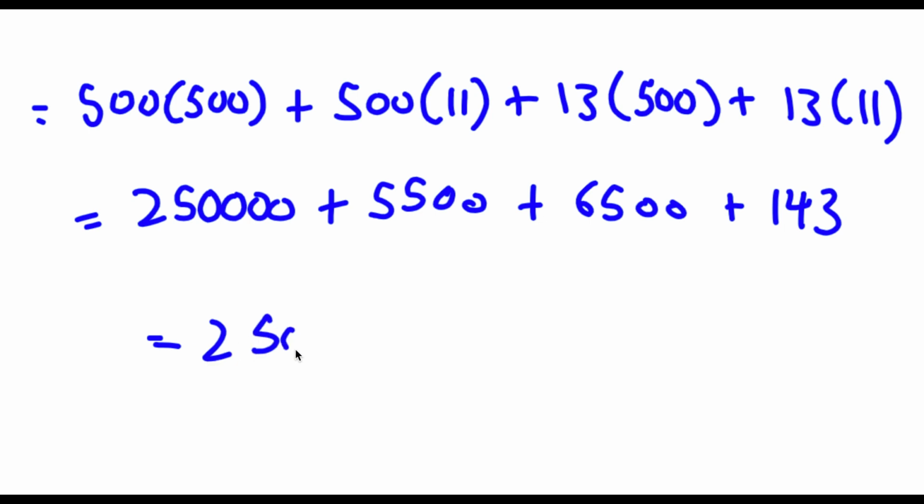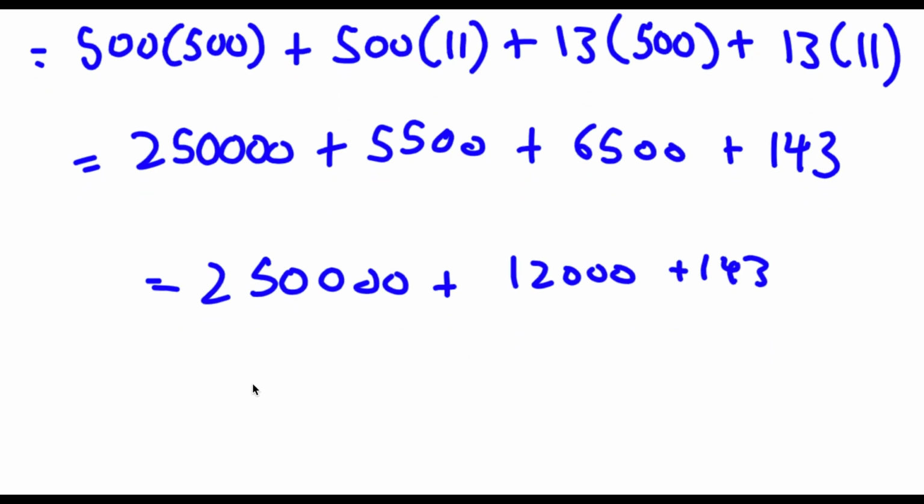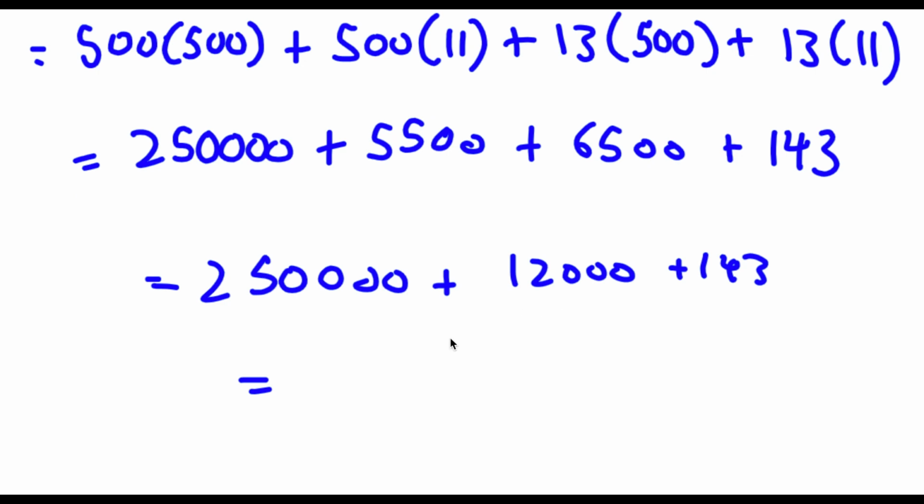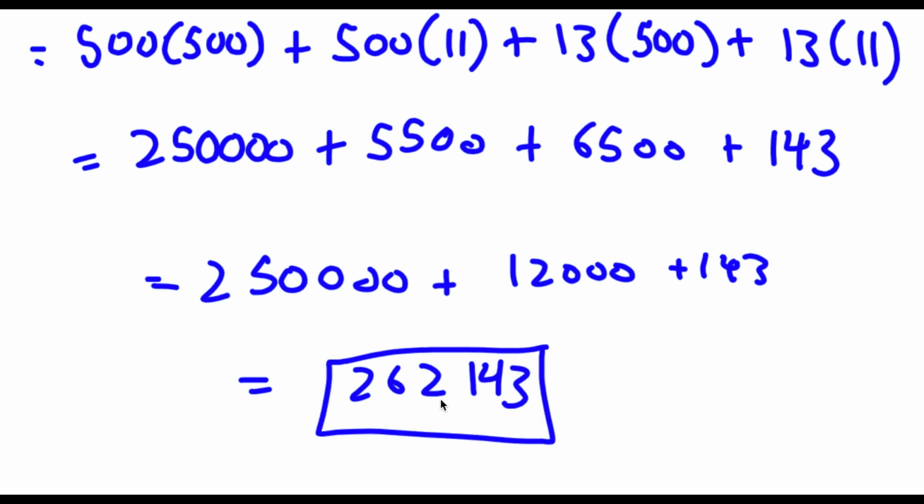So now this is equal to 250,000 plus 5,500 plus 6,500 is 12,000 plus 143, and 250,000 plus 12,000, 262,000 plus 143 is 262,143. So this is my answer.